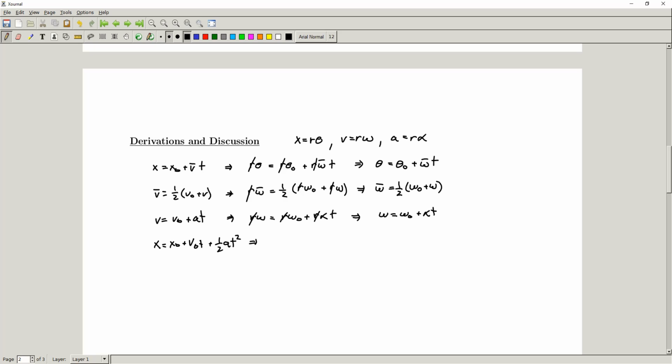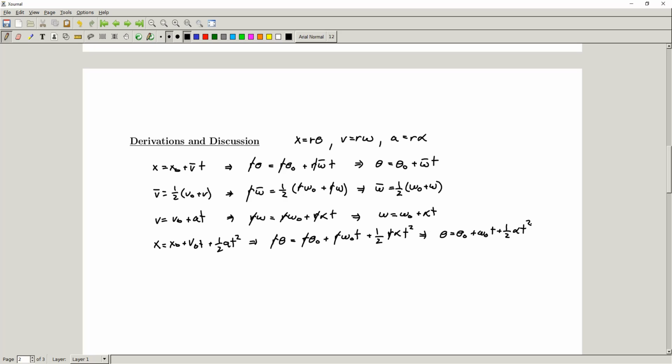And now let's just substitute in for all the rotational variables. So we end up with r theta is equal to r theta naught plus r omega naught t plus 1/2 r alpha t squared. Okay, and we can see again that each of these terms has an r in it, so we can just divide out all those r's, and we're going to end up with theta equals theta naught plus omega naught t plus 1/2 alpha t squared.